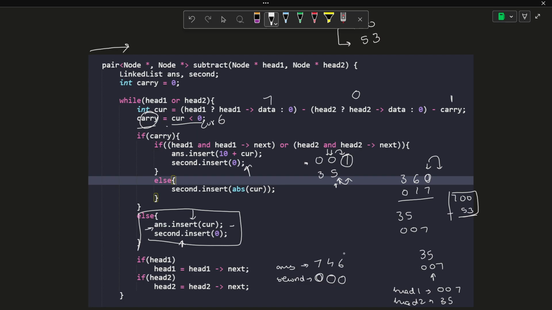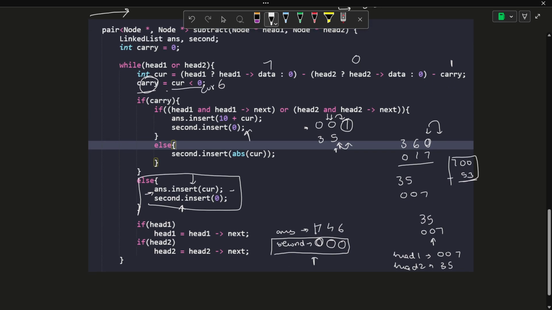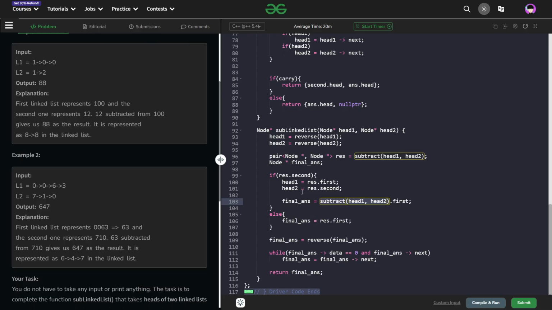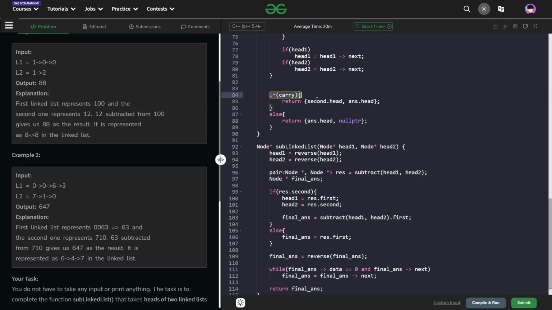Since in this particular case the first value was bigger than the second value, the value we have in the second linked list doesn't really matter. It is only useful when the first value is less than the second value. So we have got 746, right? So at the end what I do here is, if carry, I'm going to return both of them, otherwise I'm just going to return answer dot head and a null pointer, right?